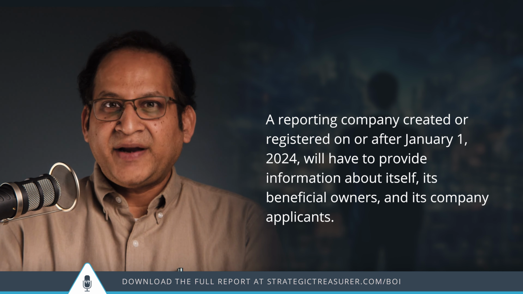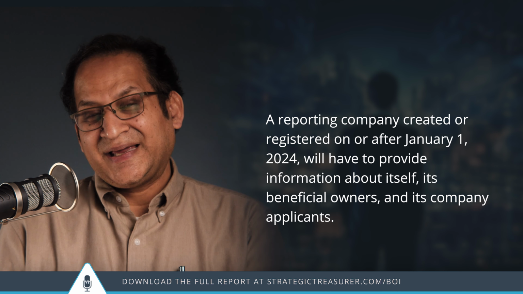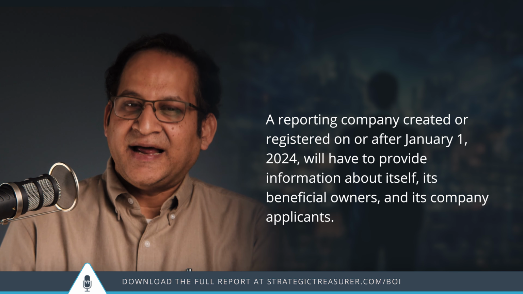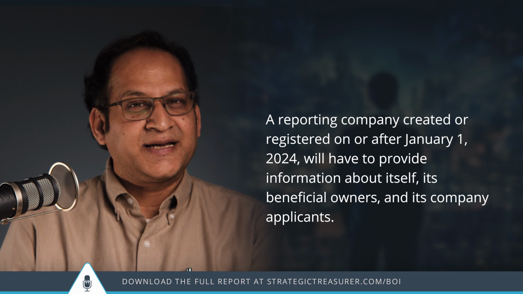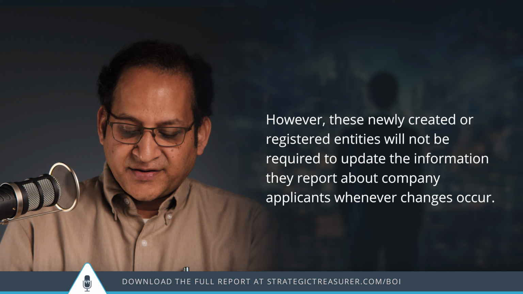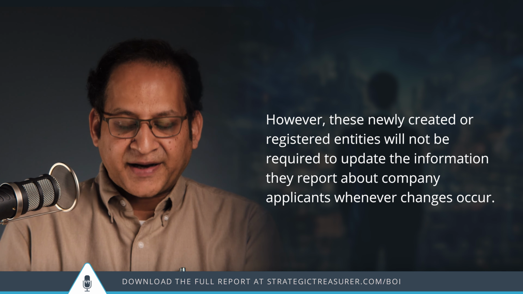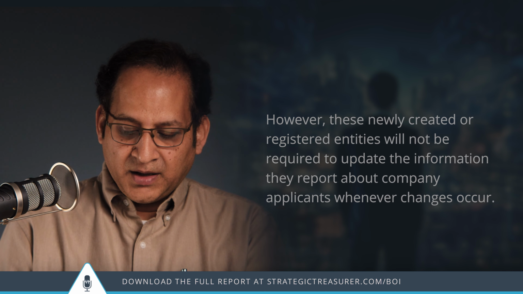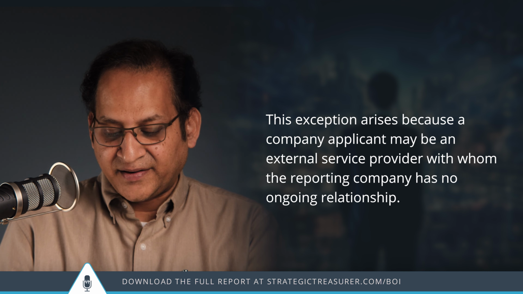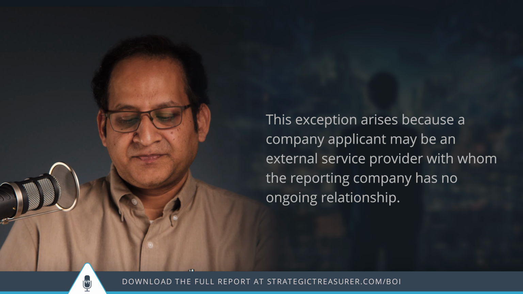A reporting company created or registered on or after January 1st, 2024, which is the effective date of the final rule, will have to provide information about itself, its beneficial owners, and its company applicants. However, these newly created or registered entities will not be required to update the information they report about company applicants whenever changes occur. This exception arises because a company applicant may be an external service provider with whom the reporting company has no ongoing relationship.